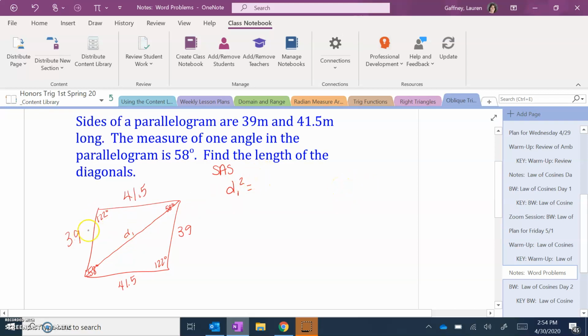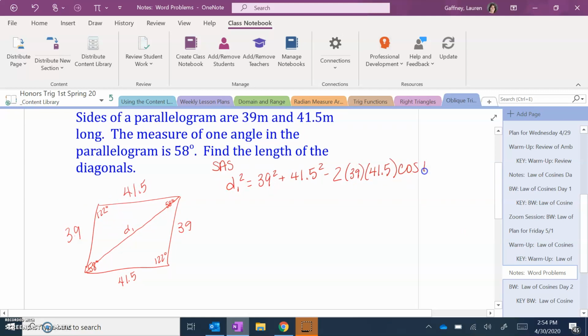So then I have the other two side lengths: 39 squared plus 41.5 squared minus 2, because if you think of this as c squared equals a squared plus b squared minus 2ab, so minus 2 times 39 times 41.5 cosine of the angle across from that d1 side, so 122 degrees. You can enter this whole right-hand side straight into the calculator, square root that, and you'll get that the diagonal is 39.1 meters.